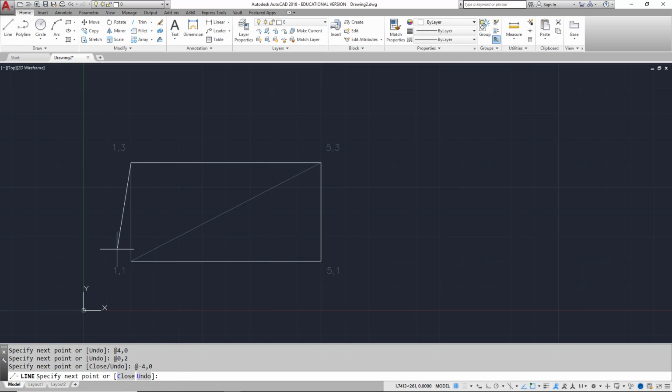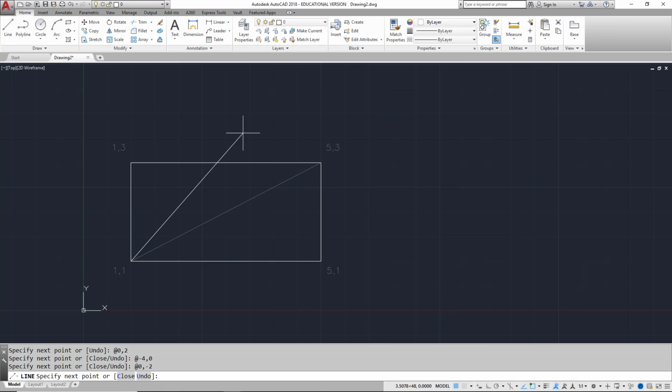And then to get to this bottom point down here, I would say @ which means from the previous point. I tell it my change in x. Again, the change in x here is 0 because 1 minus 1 is 0. But my change in y is 1 minus 3. Because I'm going down, it's a -2. So 0 in the x, comma, -2 in the y. Enter draws that segment.